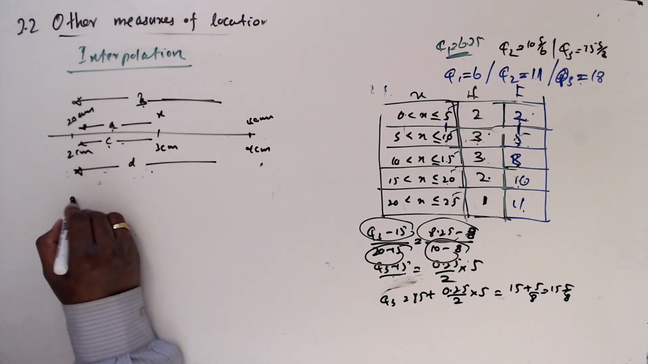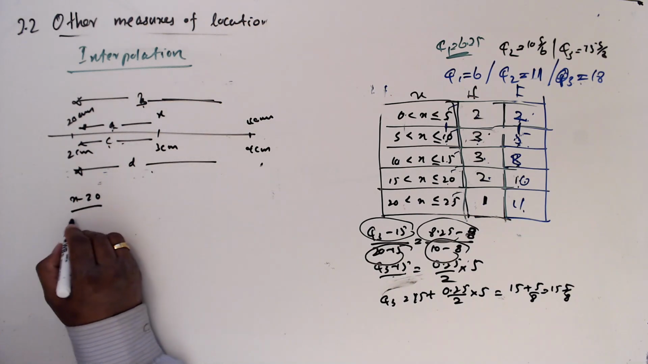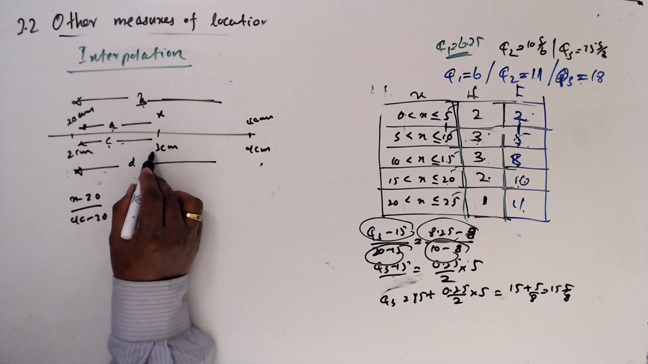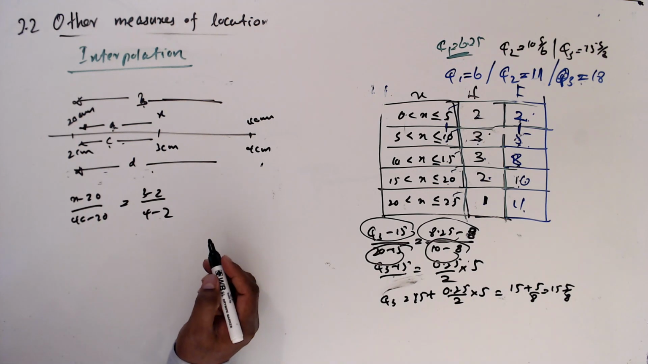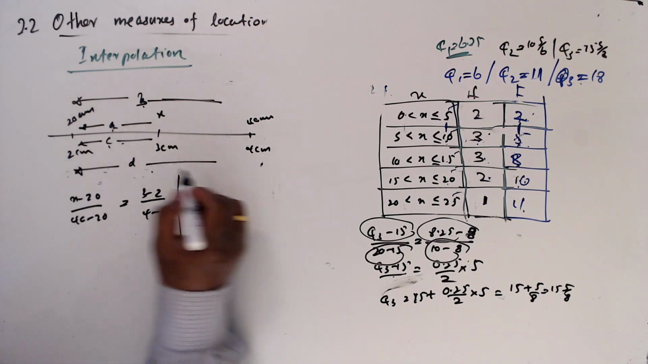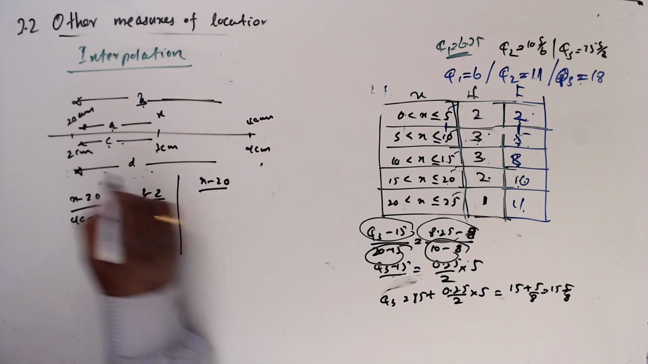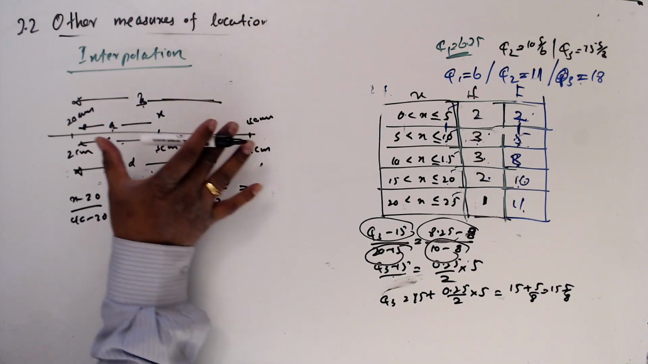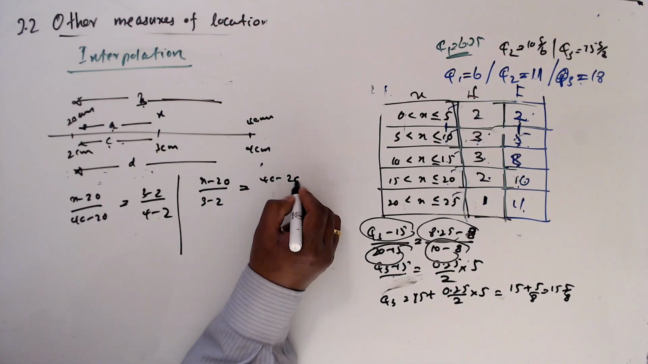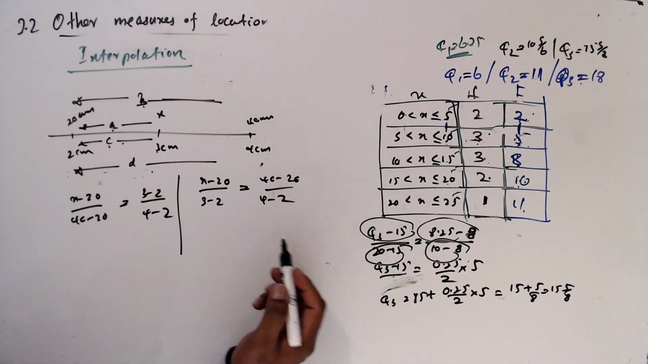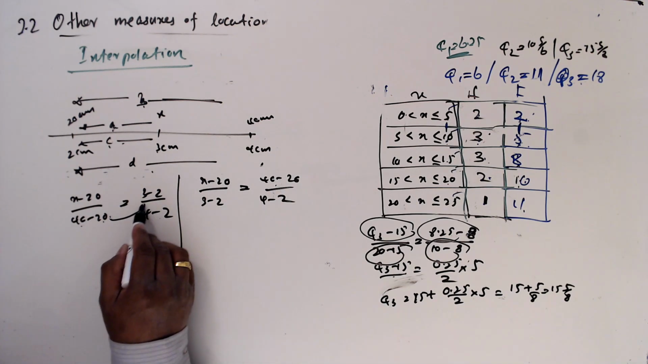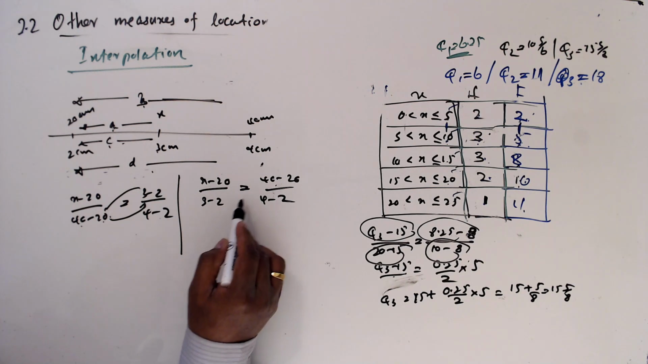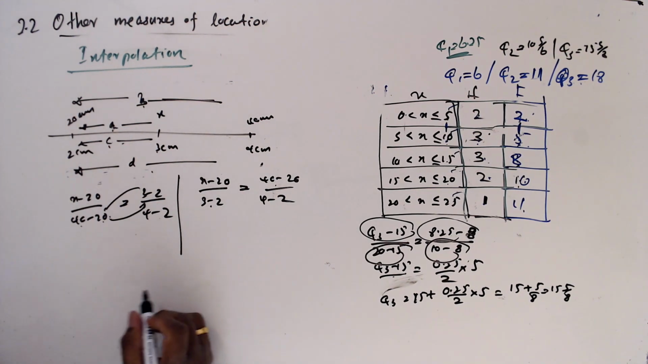So then we wrote x minus 20, then 40 minus 20 equals 3 minus 2 divided by 4 minus 2. The same thing you can write as x minus 20 with 3 minus 2, and then the bigger one, 40 minus 20 and 4 minus 2. This is also right, and can you see, cross multiply? So 40 minus 20 goes down here, so this will go up and this will go down, and then you will get this one. That's all I wanted to say.